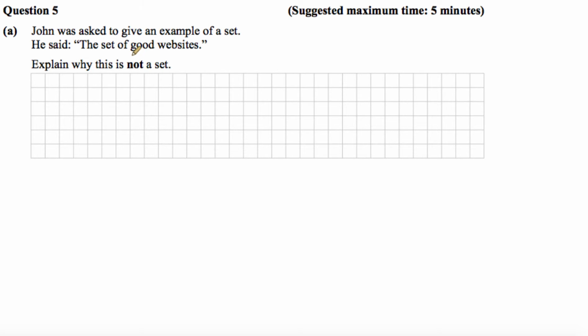Well, the set of good websites, the word good is subjective. One person's definition of good might be different to somebody else's, so we can just say that good websites is not defined. It's too vague, or it's not defined. If you said something like one person's version of good is different to another's, something that indicates that the word good is too vague, anything like that would be sufficient for this part.